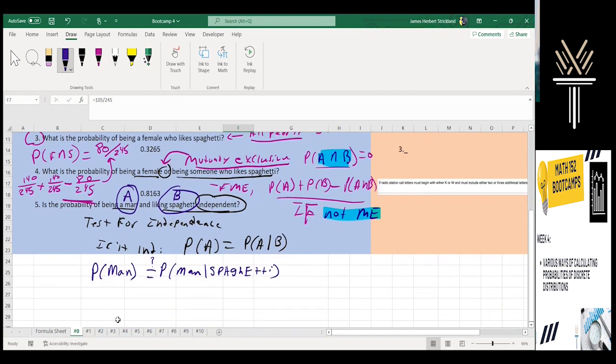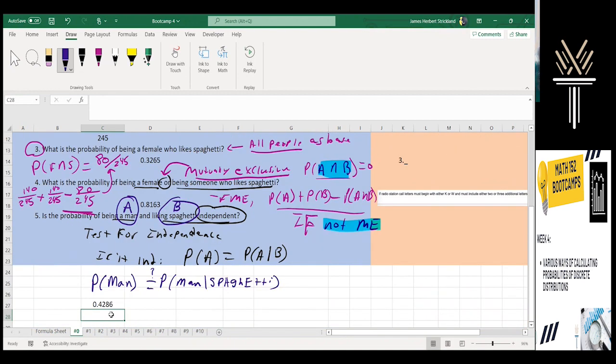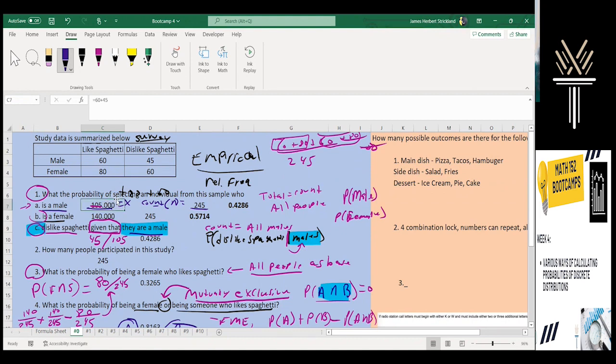So I'm just going to link it so we can have it down here by saying equals. I'm just going to click on that 4286 number so I can bring it down below. And so that's the probability of being a man. It's just the 105 calculation that we did earlier divided by 245.